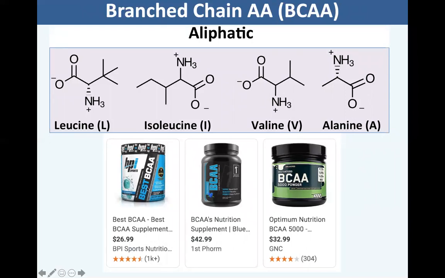You may have seen them at GNC or on the internet. So what bodybuilders do is they eat a lot of BCAA, or they put it in there as a supplement. And the reason why is because our muscles are significantly biased for having branched chain amino acids as structural components of the tissue.